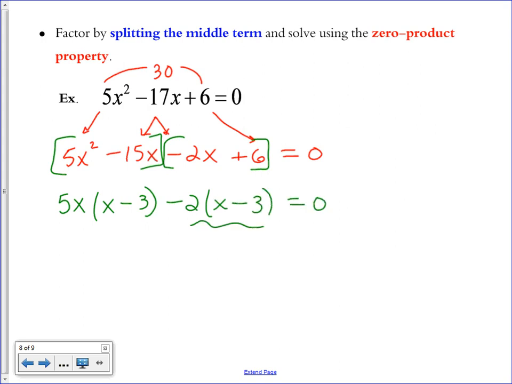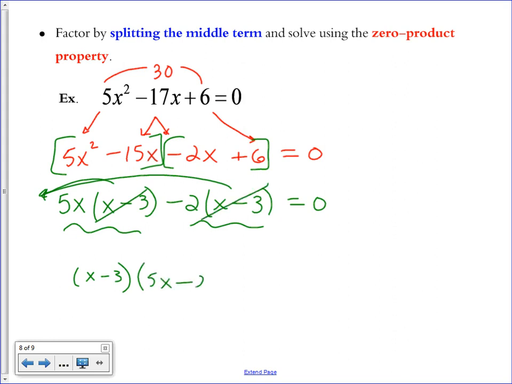Both terms have an x minus 3, so you take it out. When you take it out of here, you're left with 5x. When you take it out of here, you're left with the minus 2. And this is the magic combination that adds up to the negative 17 in the middle, and you didn't have to use guess and check. You can go straight to the solutions.